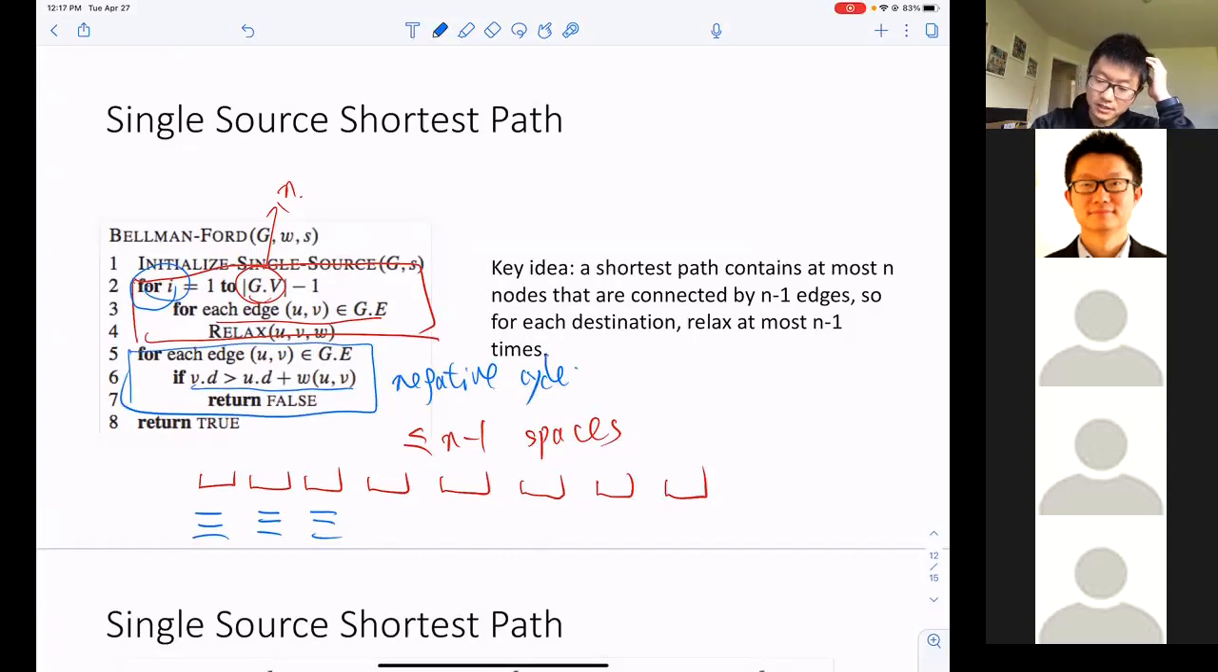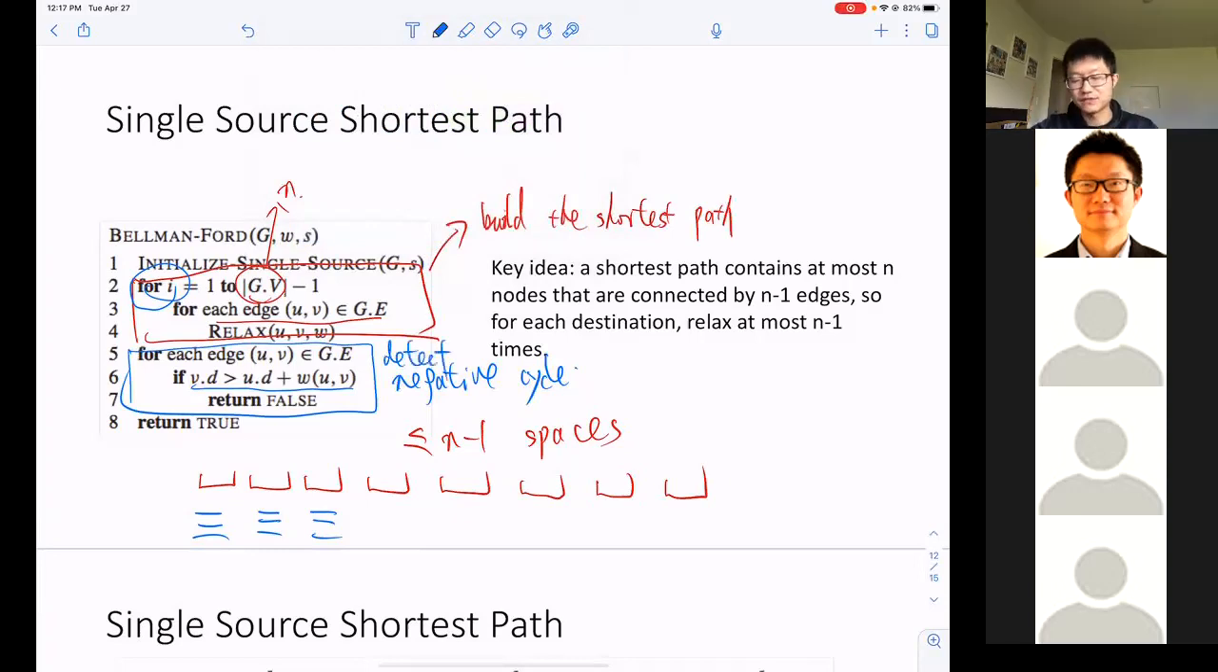So here, from line 2 to line 4, we are building the shortest path. From line 5 to line 7, we detect the negative cycle. If there is any negative cycle, the algorithm will return false. It's like a signal sending to you saying that your input is wrong. Otherwise, it will return true, meaning that I successfully finished my run, and I have already found all the shortest paths, and also there is nothing wrong with your input graph.